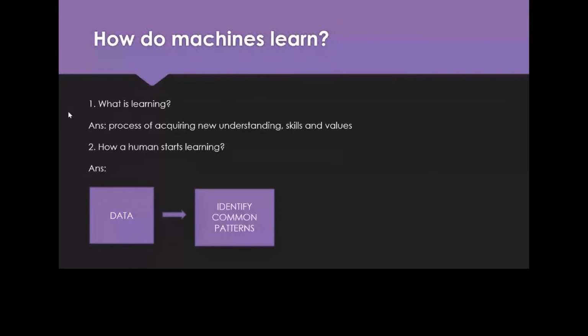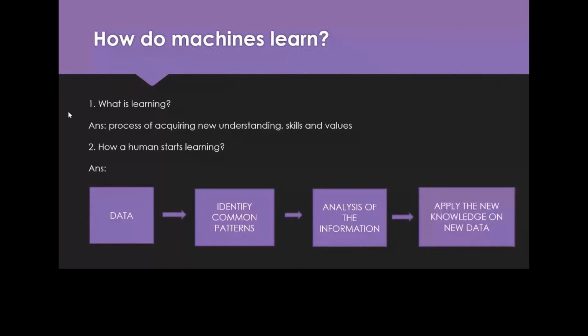Your brain finds common patterns in all these pictures or videos, and then these patterns are analyzed and stored. After that, you apply this newfound knowledge to a new data set. So even if you find a new breed of dog or a new color or new height, you will still be able to recognize that species as dogs because you found similar patterns from your training. This is a simplified concept, but this is how a human starts learning, and we mimic this ability in machines to make them learn new information.